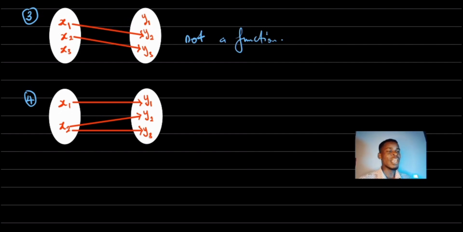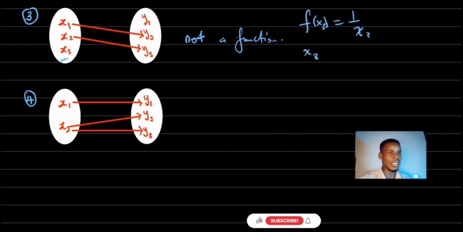It's just like having this function. Let's say f of x equals 1 over x, and let's say that this element x3 is 0. So when you have 1 over 0, the result is not defined. If this is a set of real numbers, we will not have a result here. In other words, this element doesn't map to anything.